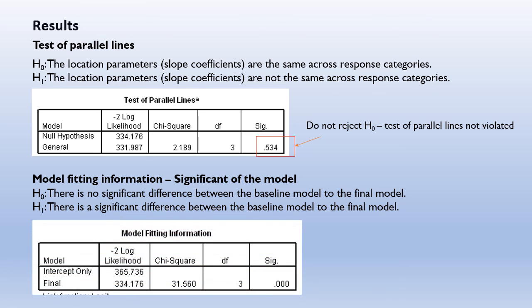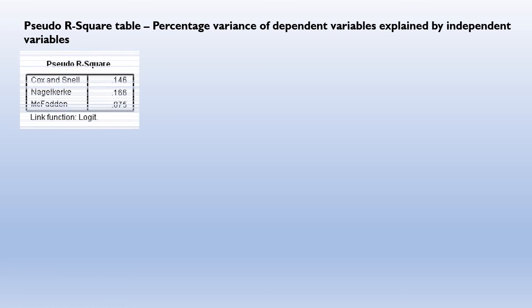The second table is the model fitting information table, which indicates the significance of the model. Since the p-value is less than 0.05, we reject the null hypothesis, which indicates the fitted model is significant at 0.05. According to the Nagelkerke pseudo R-squared, 16.6% of variation is explained by the independent variables.